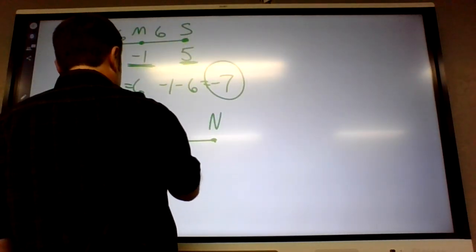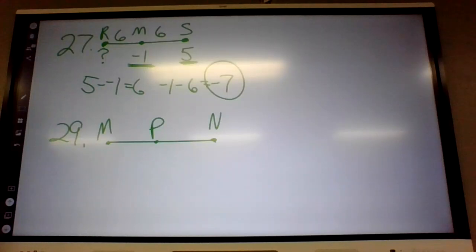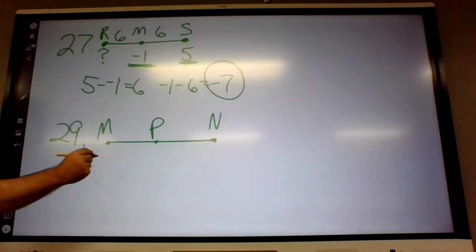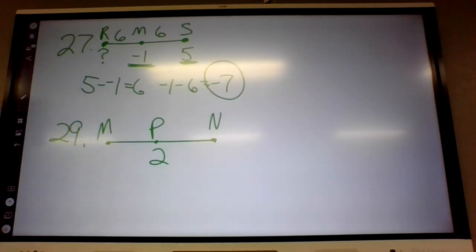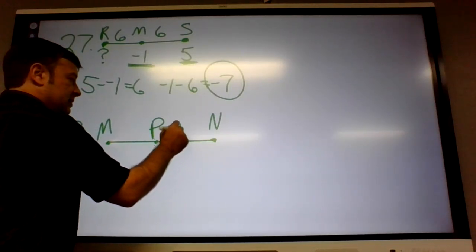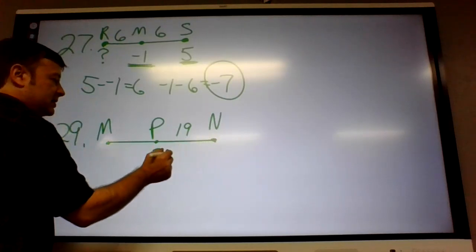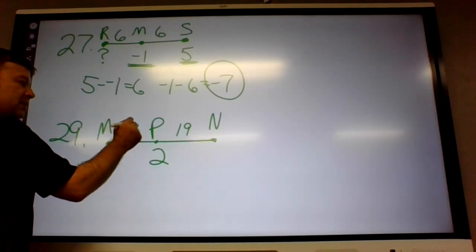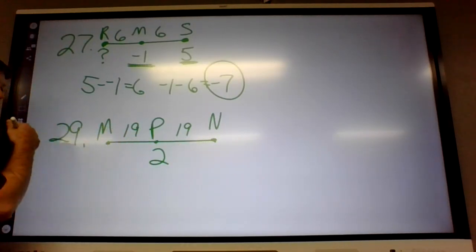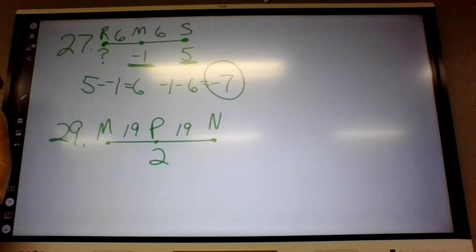Okay, P is the midpoint, and what else are we saying? Coordinate P is 2. And then it says PN equals 19. What does that mean? That means the length from P to N is 19. So that means the length from P to M is 19, because P's in the middle.